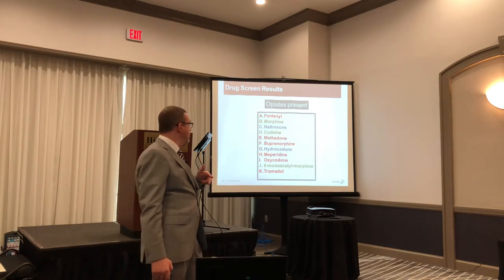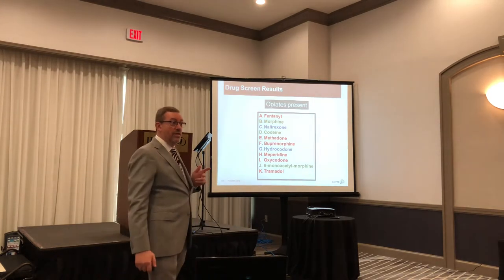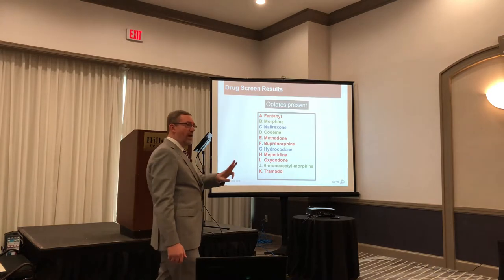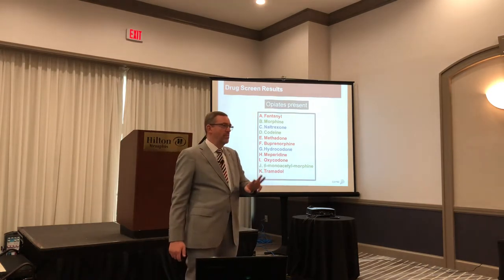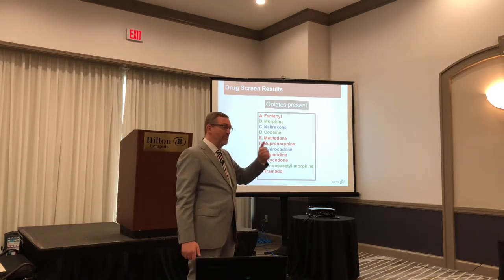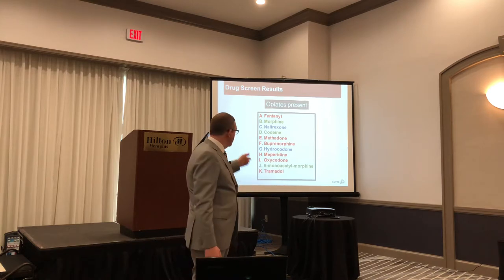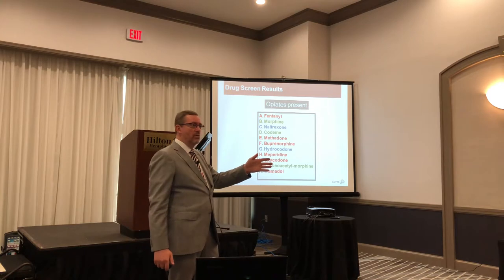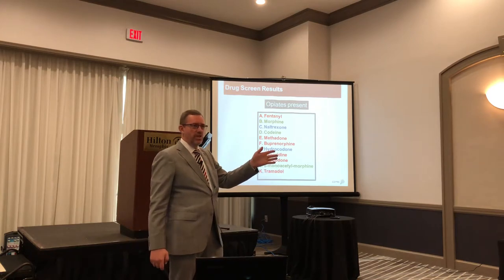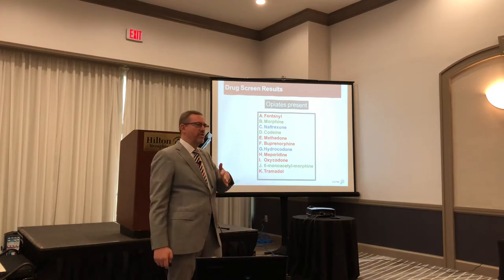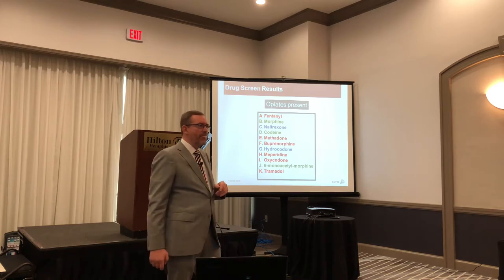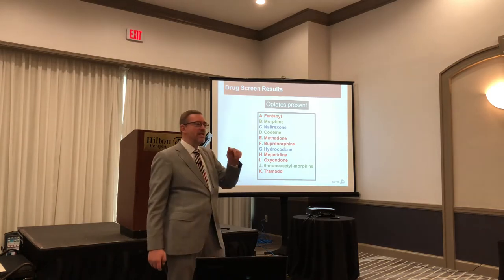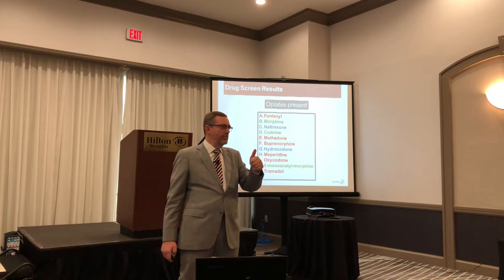So here's the results. The greens are those that you can reliably expect to turn up positive. And so you have morphine, codeine, and something called 6-monoacetylmorphine, which is the metabolite of heroin, which is tested for. We don't test for heroin specifically. This lasts a little longer. The blue ones that I have are those that sometimes will turn positive.